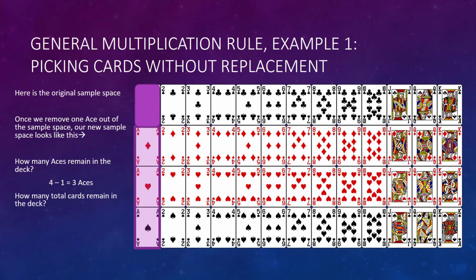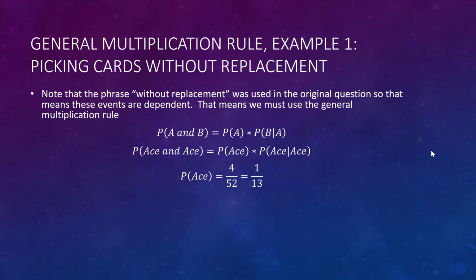Now, how many total cards are remaining in the deck? Well, we started with 52, we took 1 away, so now we have 51 cards. So the probability that you pick an ace, given that we've already removed one of the aces from the deck, is 3 over 51. Again, we're going to reduce that to 1 over 17 because that's going to make our subsequent math a lot easier.